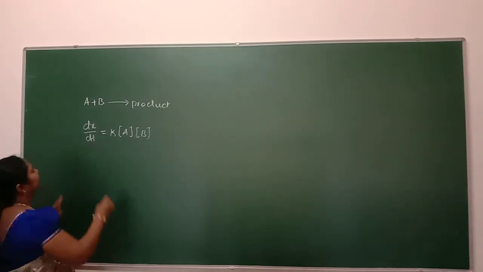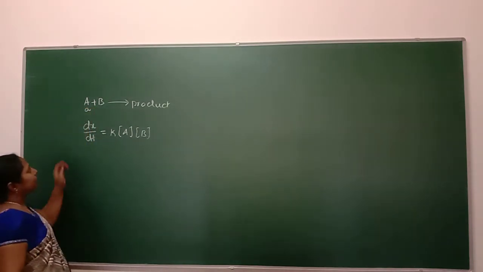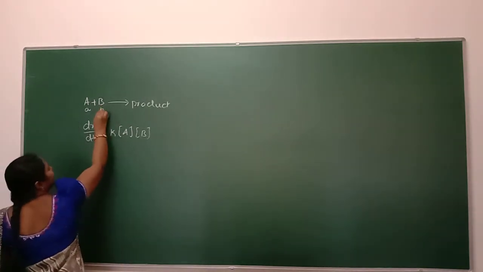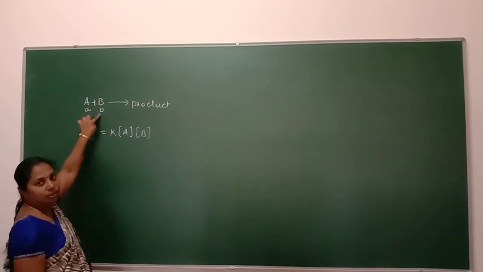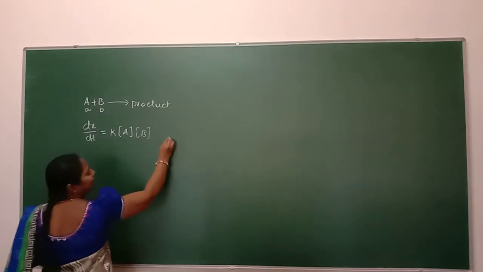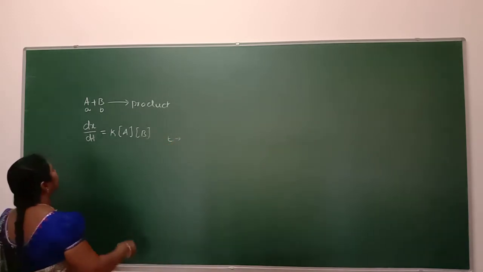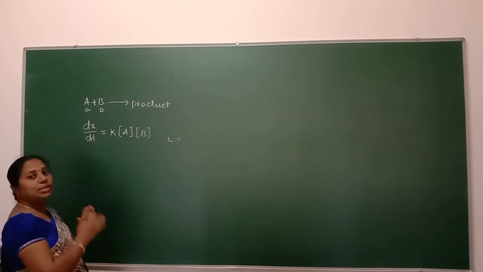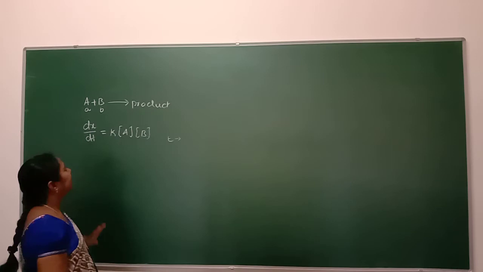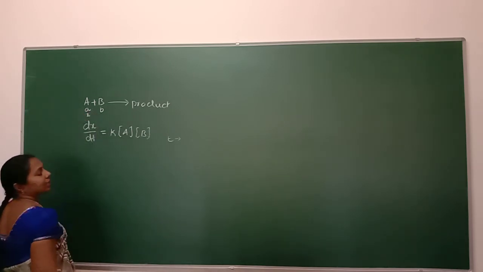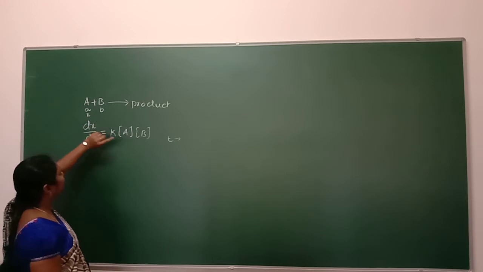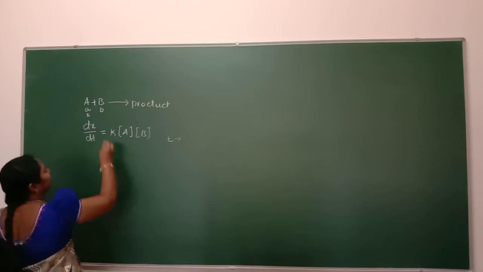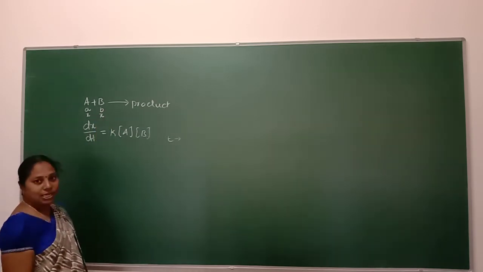Initially, the initial concentration of reactant A is small a, and the initial concentration of reactant B is small b. As the time proceeds, some amount of reactant A and some amount of reactant B is consumed in the reaction to produce product. That is, x is the amount of reactant A consumed in the reaction, and the amount of reactant B also consumed in the reaction is x.